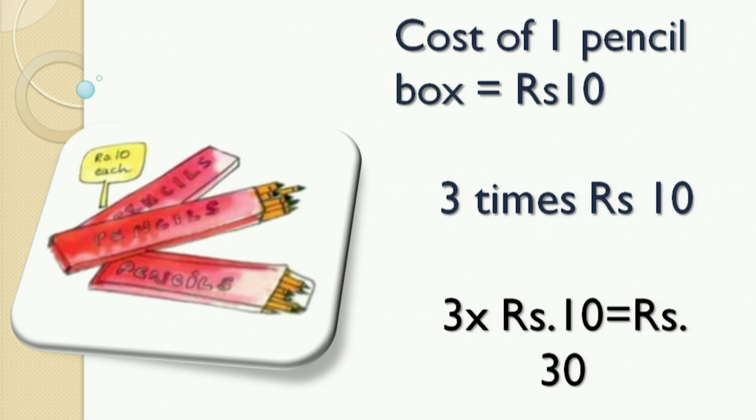But if I want to buy more pencil boxes, then I have to give more rupees. But how to calculate that? Let us see. What is the cost of one pencil box? That is rupees 10. If I want to buy 3 pencil boxes, then I have to give 30 rupees, means 3 times 10, that is equal to 3 multiplied by 10. When you multiply 3 by 10, what will be your answer?